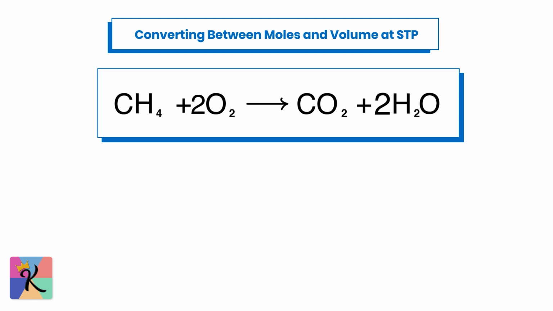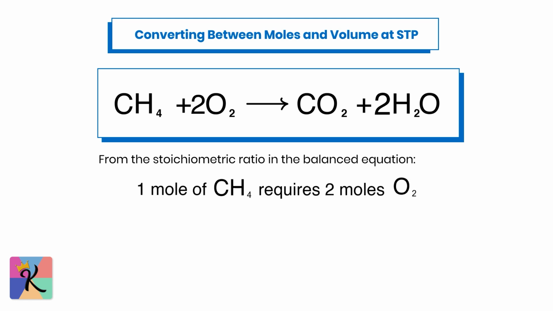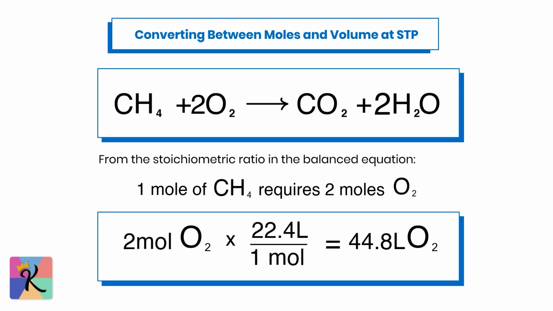Let's look at the combustion of methane. CH4 plus 2O2 yields CO2 plus 2H2O. If you need to know the volume of oxygen required to react with 1 mole of methane at STP, use the stoichiometric ratio from the balanced equation. Since 1 mole of methane reacts with 2 moles of oxygen, that's 44.8 liters of oxygen gas at STP.